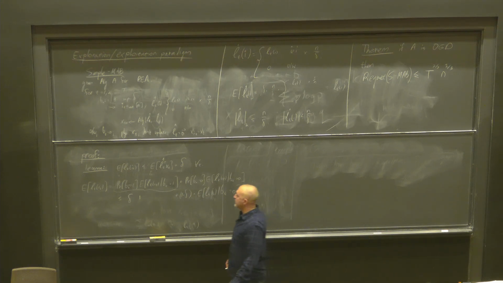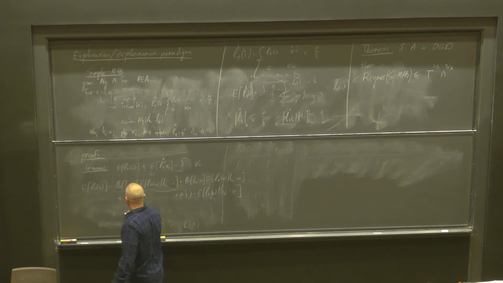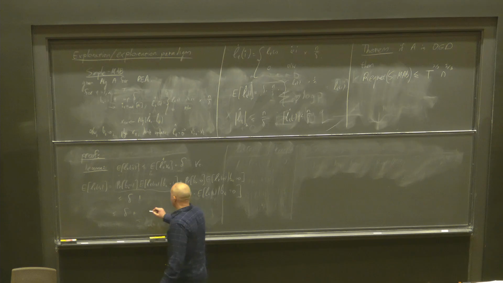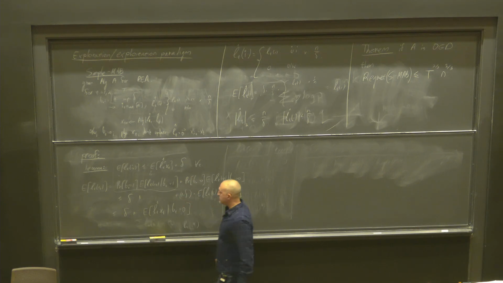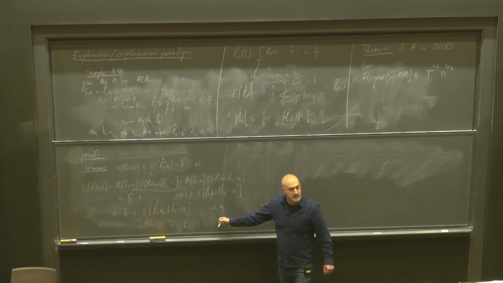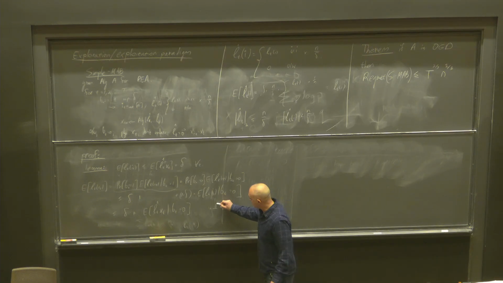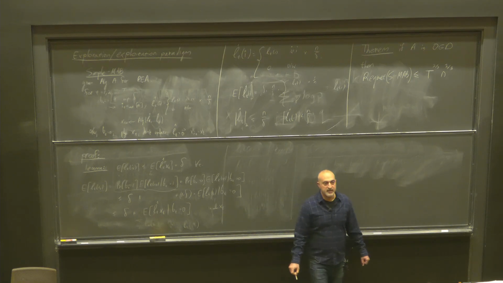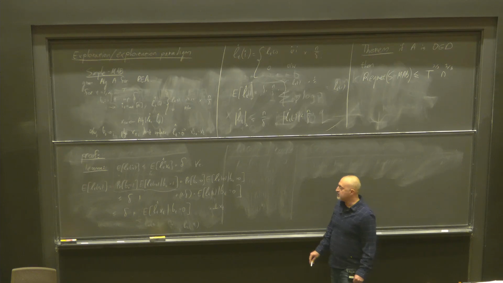So now I claim this is less than or equal to delta, plus what I have here is expectation of LT hat XT, given BT is 0. The reason is that IT is, how do you denote independent? Is there a notation for that? Two vertical lines. Okay, thank you. IT is independent of XT given that BT is 0.